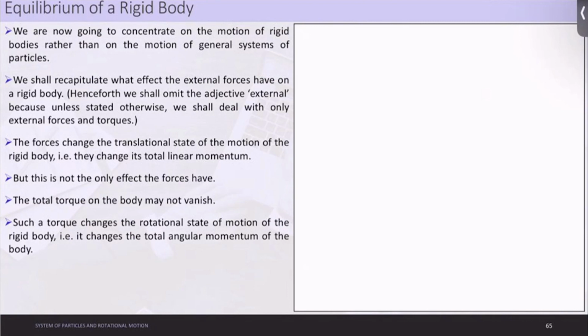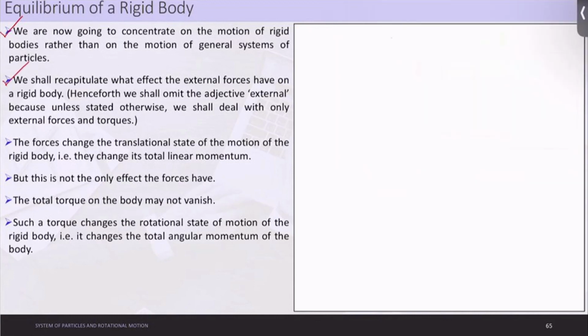We are now going to concentrate on what? We are now going to concentrate on the motion of rigid bodies rather than the motion of a general system of particles. Okay, so now we'll consider the motion of a complete rigid body, either in rotational motion or in translational motion.